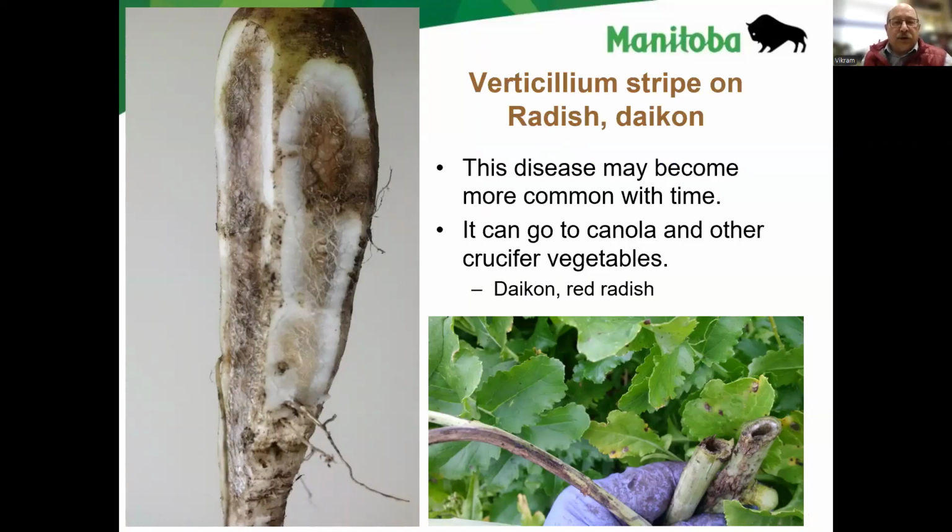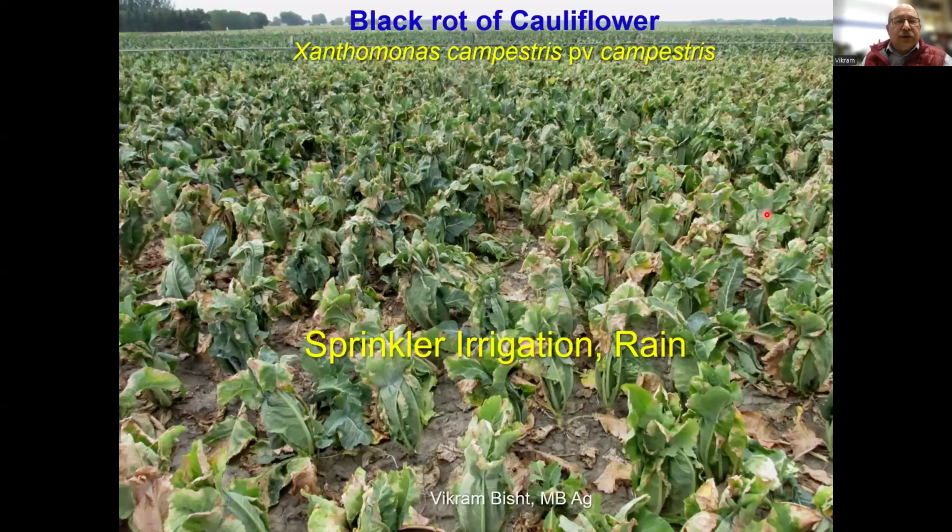So you can see on the stems, there is a lot of disease, and it is basically going to be, you can say, bad for crucifer vegetables. In canola, it is in many, many areas of the province. I am now going to shift gear just a touch to cauliflower. This disease, a few years ago, devastated one of the cauliflower fields.